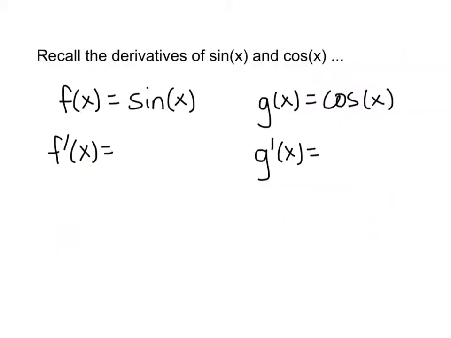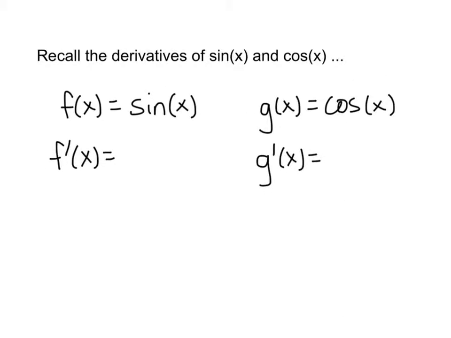So we've talked about the derivatives of sine of x and cosine of x before. See if you remember what each of those are, and if you don't remember, draw a little sketch, think about slope. Pause the video here if you need some time to think. And you should come up with sine of x, derivative is cosine of x, and cosine of x, derivative is negative sine of x. Hopefully everybody got that.